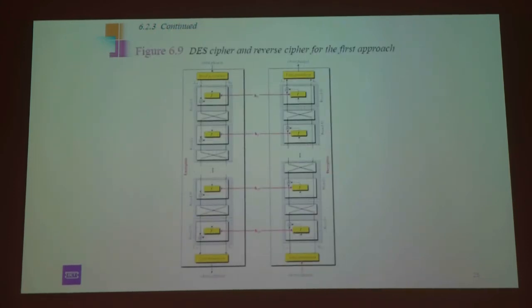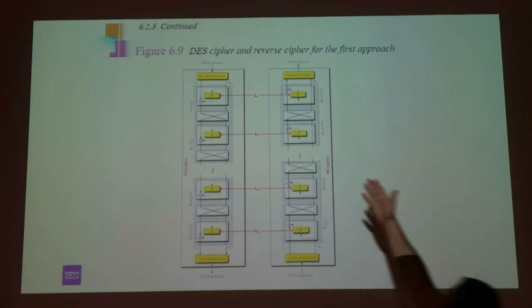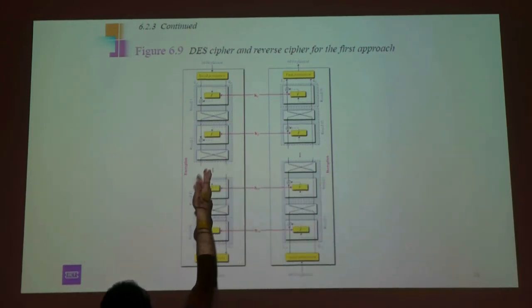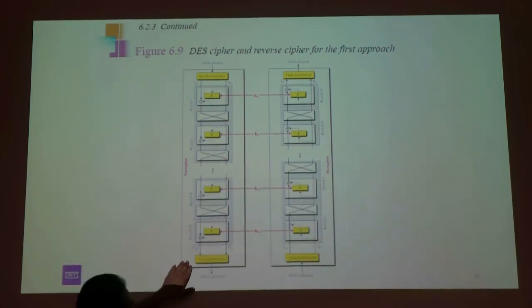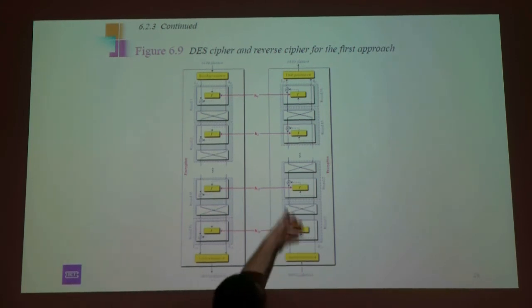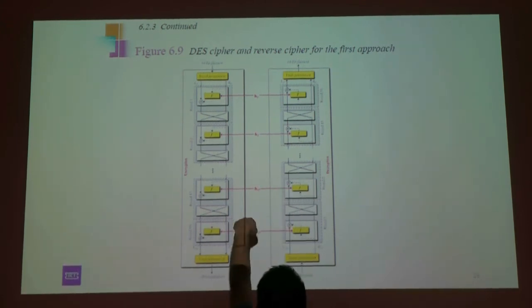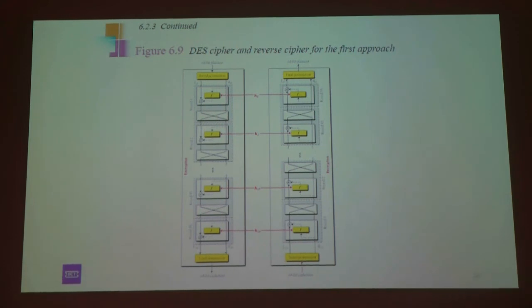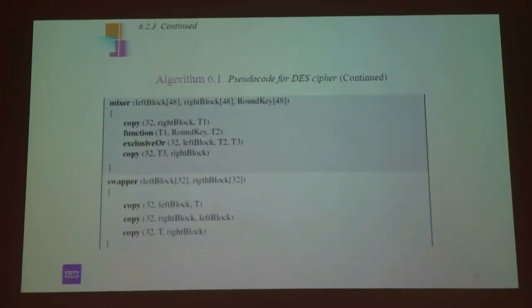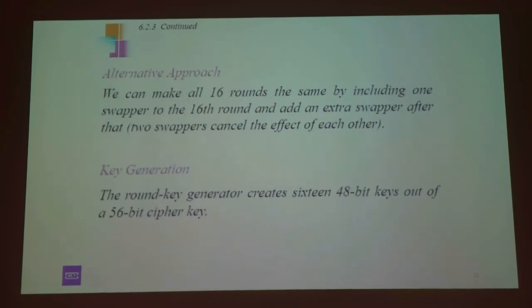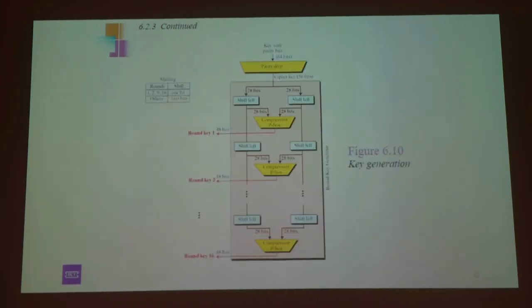All right. If you look at this cipher and the reverse, things will go round until the last round, then it goes in here, and we reverse. We use the keys in reverse. So this should be a simple thing to do. All right, let's talk about the key generator.